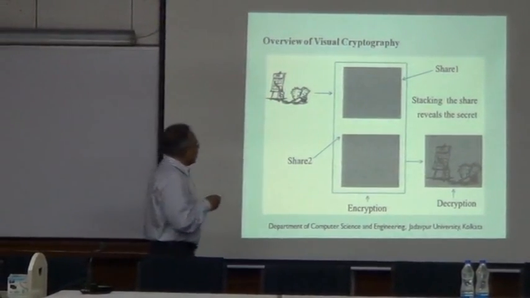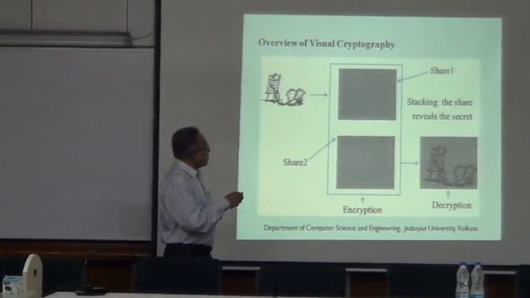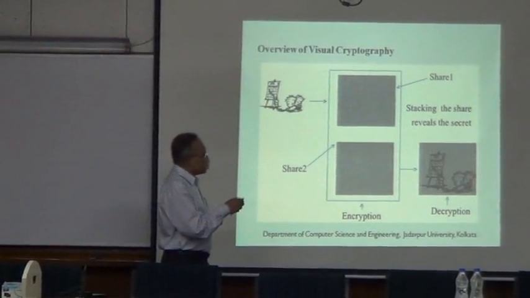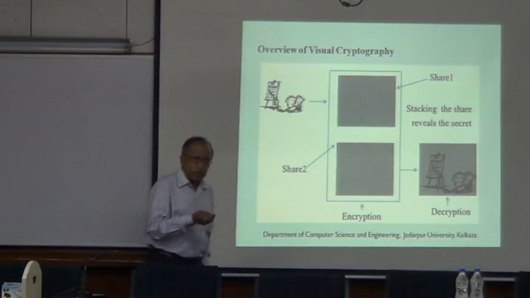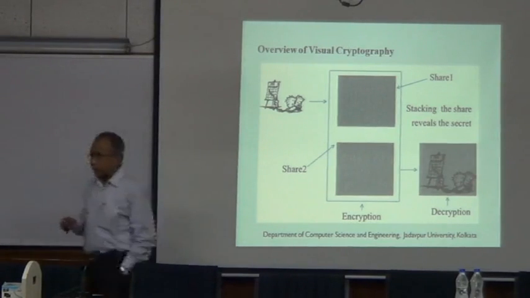What happens? If it is white, here you have 2 pixels, white and black. Here also white and black. If it is black, in one share it will be black and white, and in the other share white and black. Then what happens?